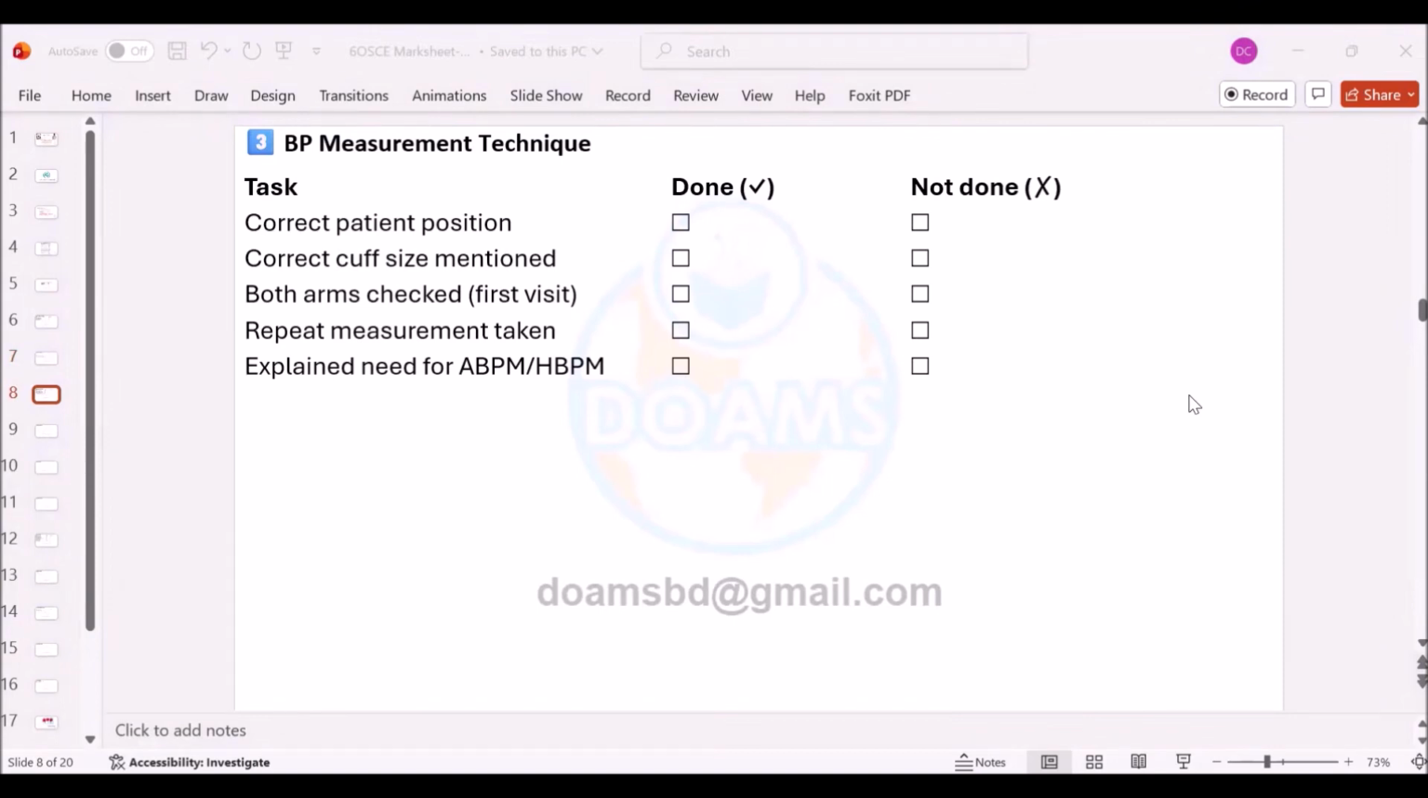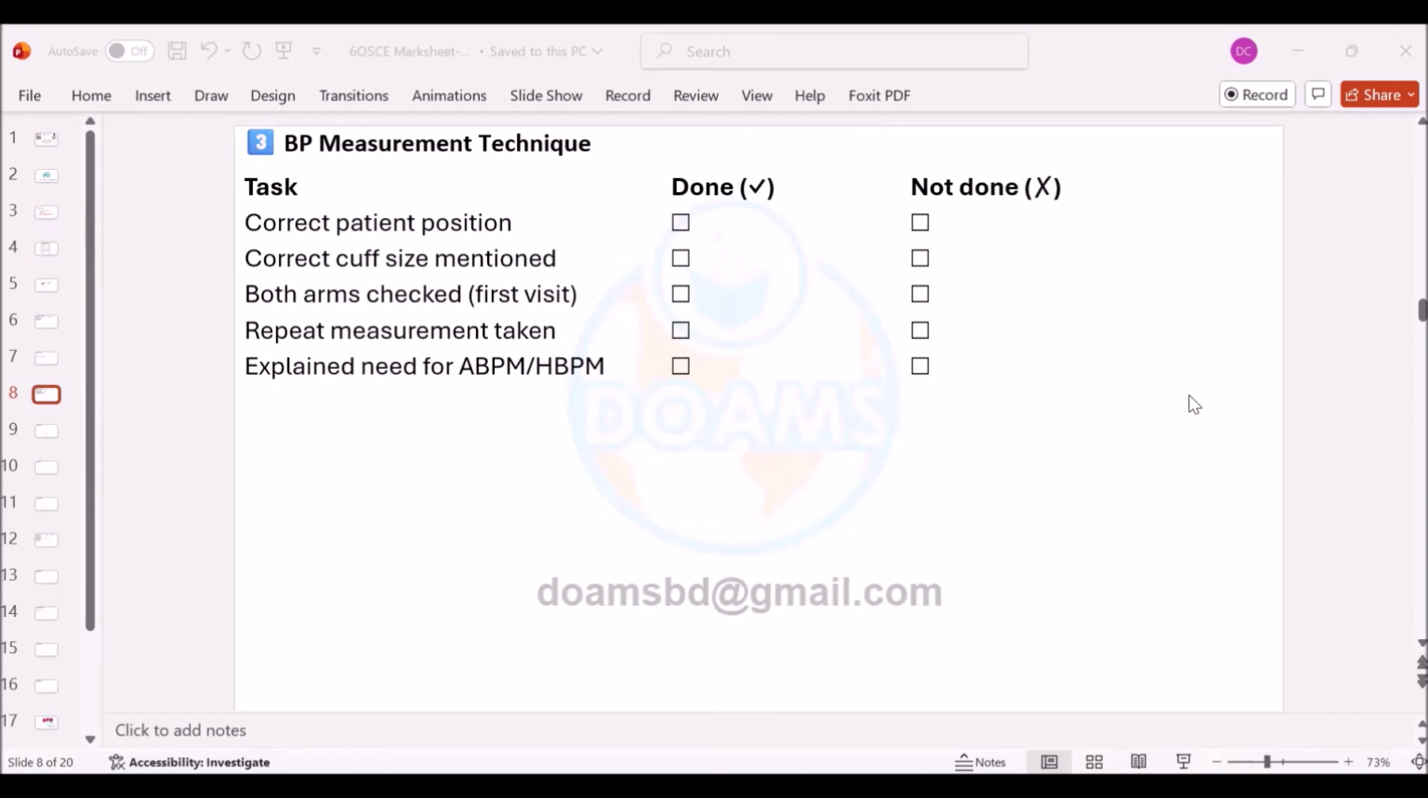Current patient position during the measurement of the blood pressure. Many points are there, but these points should not be missed. Correct position should be there. Then correct cuff size of the BP apparatus, both arms checked, both arms checked at the first visit. This is mandatory at the first visit. Then repeat measurement taken.